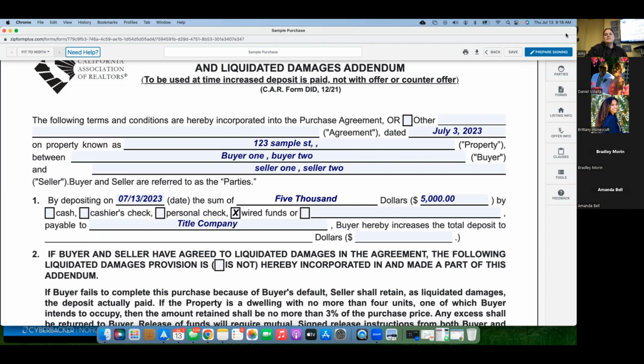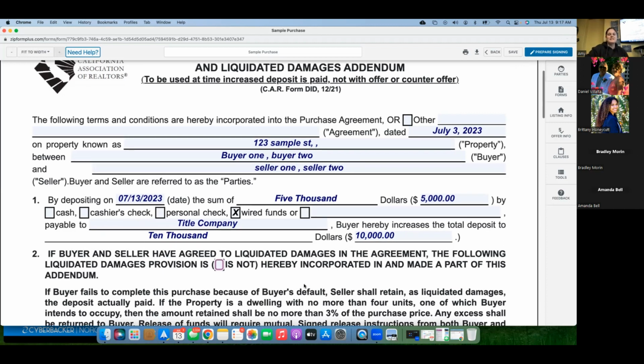Buyer hereby increases the total deposit to, and then you have to do a little bit of math here, right? If we had 5,000 and 5,000, now our deposit is $10,000. So you need to add up those deposits on that line number 1. Any questions about the top or section number 1? Yeah. Yep. All right, fabulous. Moving on to section 2.